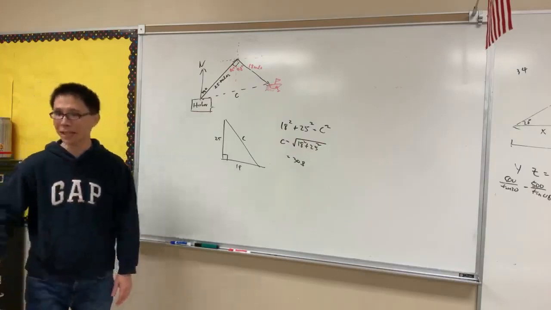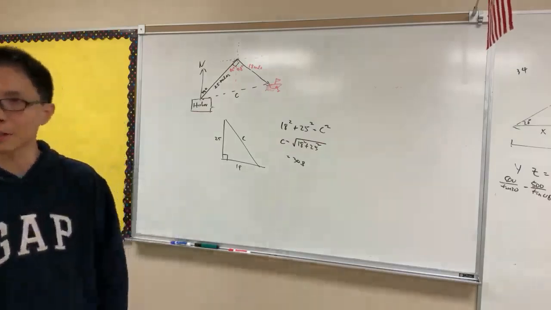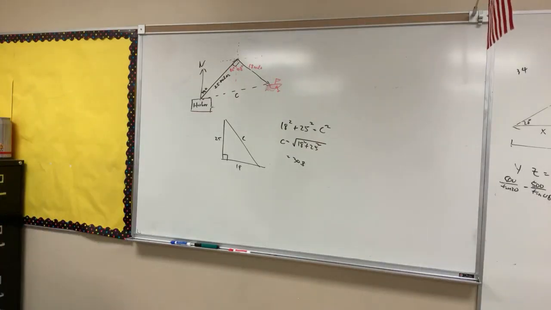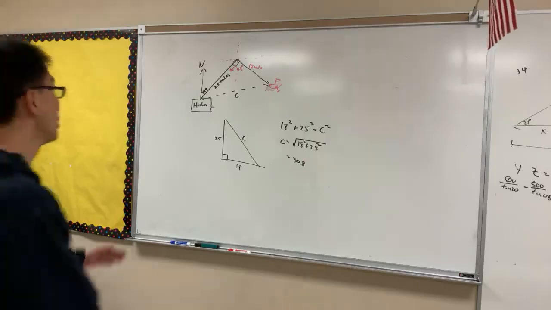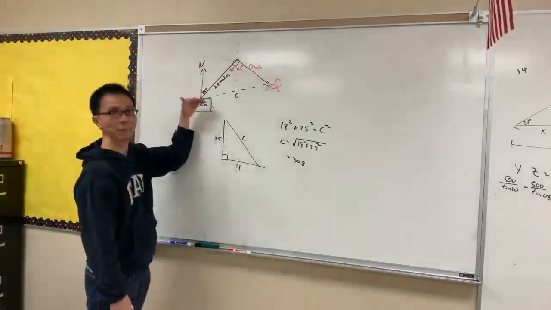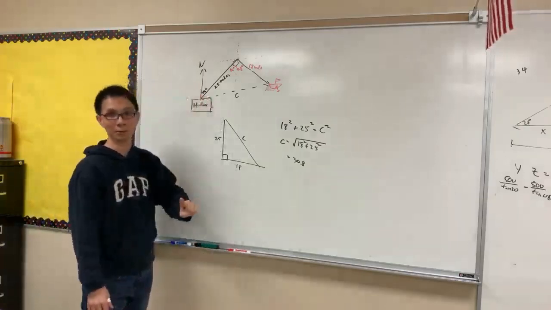Now here's my second question. Can you read the second part? Find the bearing, to the nearest tenth degree, of the boat from the harbor entrance. So what if I want to send a ship? I know I have to go 30.8 miles, right?